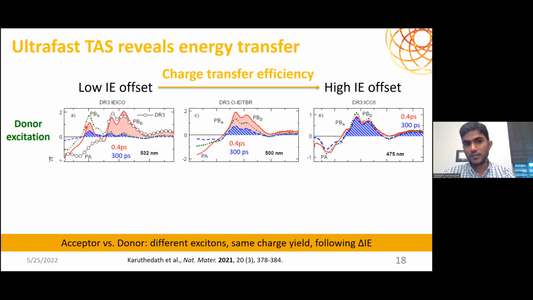This simply means that if you see the photobleach of the acceptor without exciting the acceptor, there is an energy transfer. And the second part is, you see the blue shaded area is very low here compared to the pink, and it's getting a little bit better, and it's much better here. It depends on the IE offset. If you have high IE offset, you have more chances for charge generation. If there is low IE offset, you are not having enough charges generated in the system, which explains the performance dependence on the IE offset.